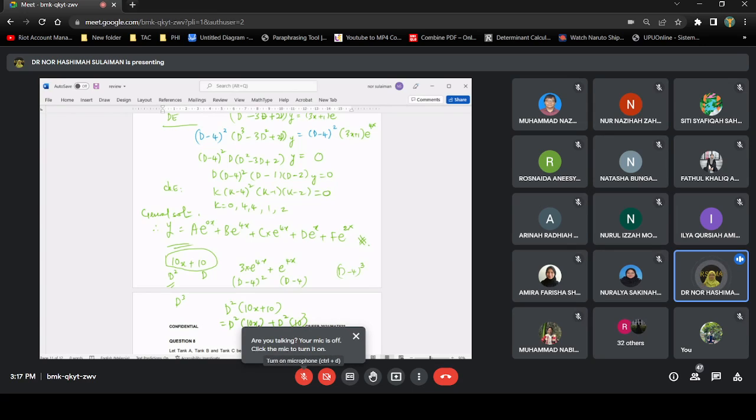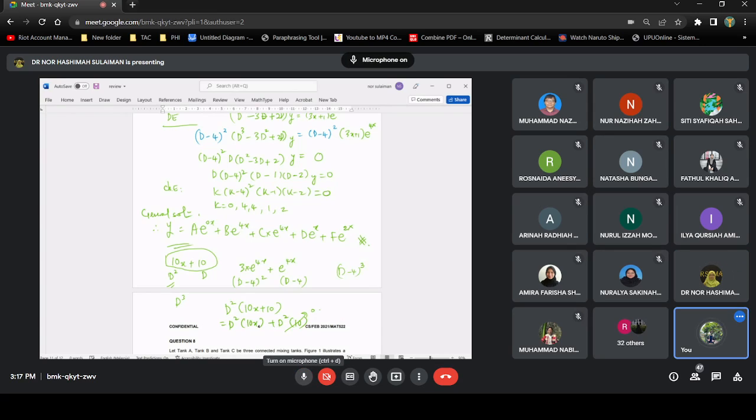Faham tak? Ini akan jadi kosong kan? Yang ini akan jadi kosong kan? Sebab apa? Yang ini sama dengan apa? You differentiate 10x ni 2 kali. Bezakan yang pertama dapat 10, bezakan yang sekali dapat kosong. Dapat kosong lah juga, betul? Kes yang macam ni pun begitu juga. Maknanya macam you akan ada satu ekstra lah benda tu. Faham tak? So D kuasa ni dah cukup sebenarnya.